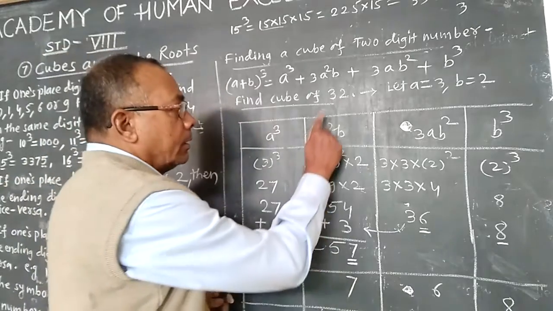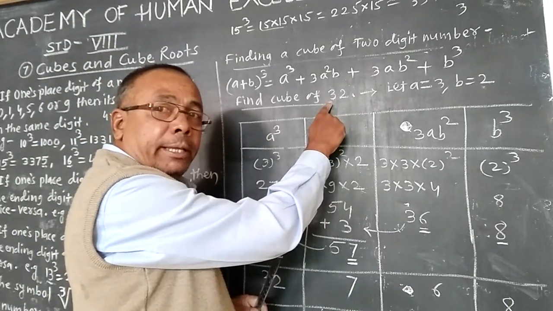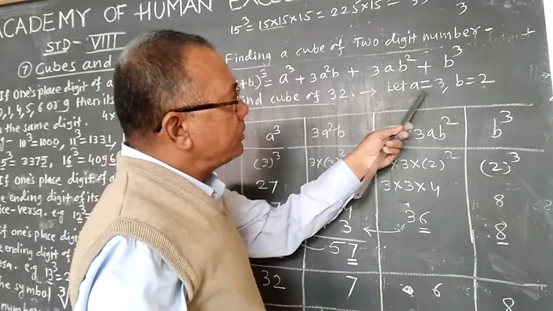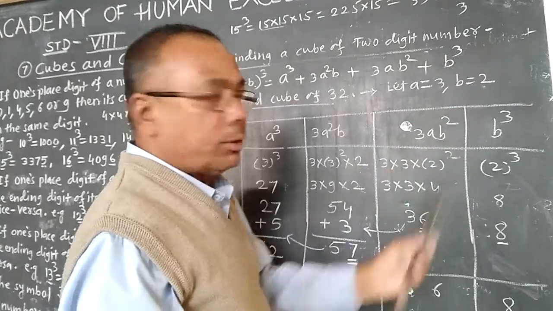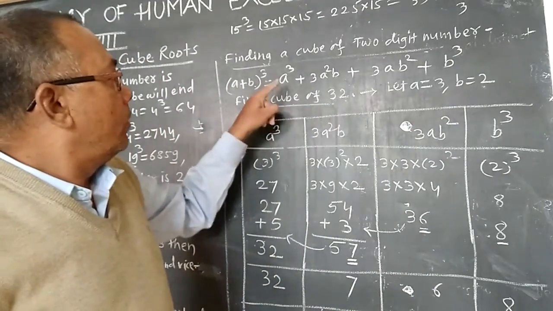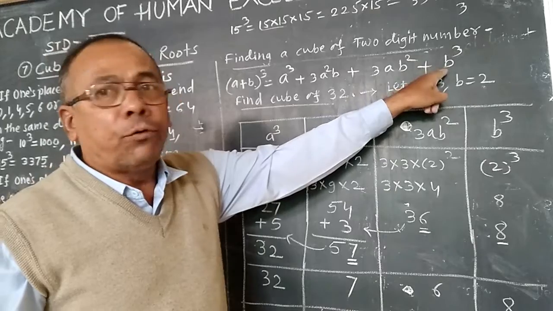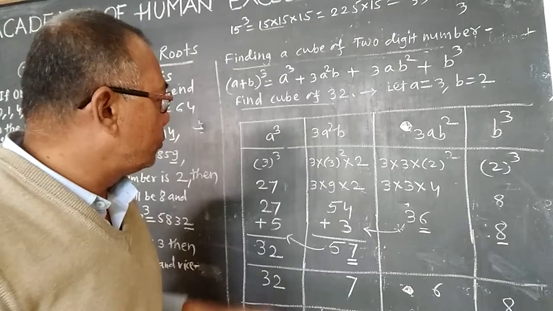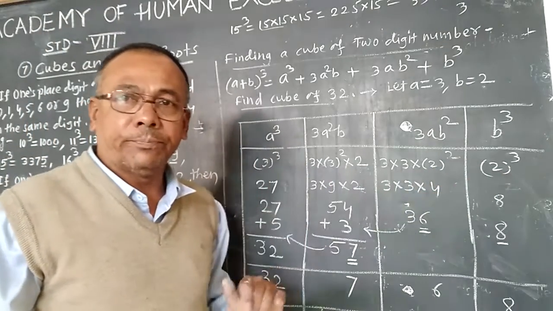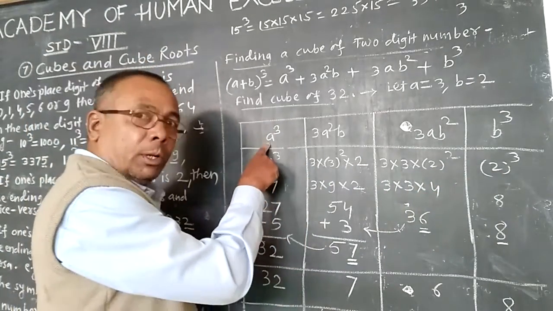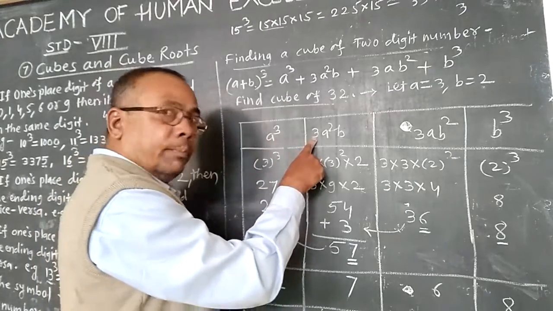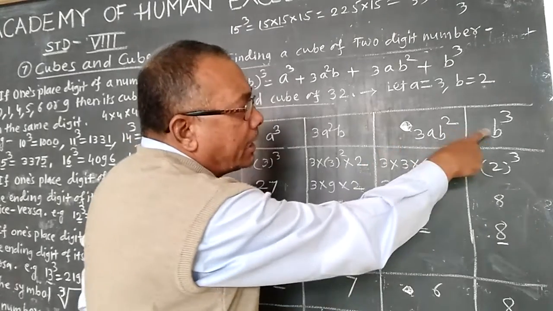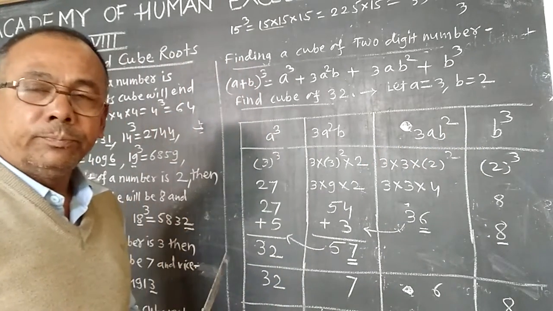Here we have to consider a equal to 3 and b equal to 2. So let a is equal to 3 and b is equal to 2. Then there are 4 terms in this identity, so we have to make 4 columns here. In the first column we write a cube, in the second column 3a square b, in the third column 3ab square, and in the last column b cube.